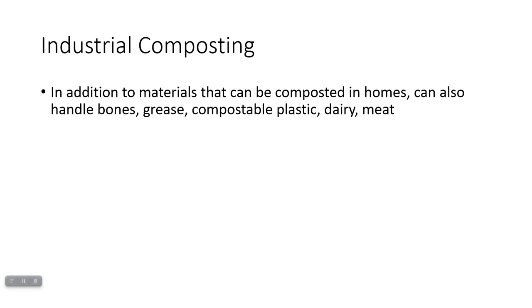So, for instance, you're not supposed to compost bones, grease, dairy products, or meat because either it can attract very smelly bacteria or it can also attract scavengers. But industrial composting facilities can handle this. They can also handle compostable plastic, which does actually break down under composting conditions.